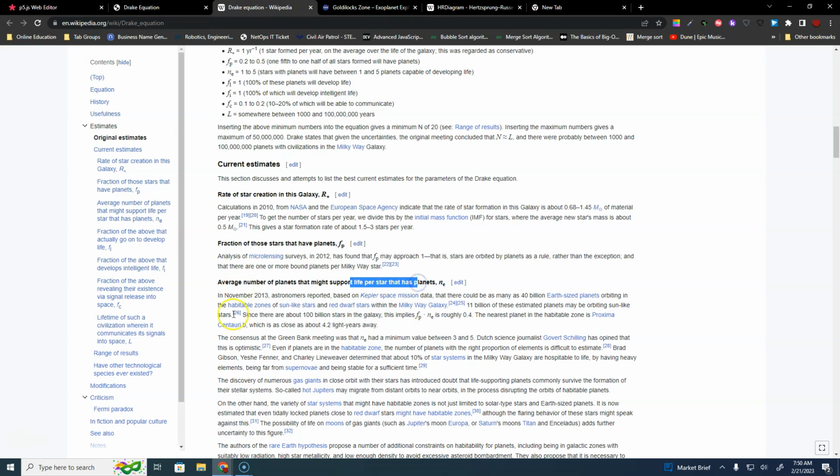Okay, now going back to Wikipedia, let's see what we have. They're saying, since there are 100 billion stars in the galaxy, this implies that f of p times n of e is roughly 0.4. Now, since we are saying f of p, pretty much every star has planets, is closer to 1, so N of E would be closer to about 0.4, the nearest planet in the habitable zone. So we're saying that of the stars that are going around, we are close to half of them should have at least one planet that's able to sustain life with liquid water.